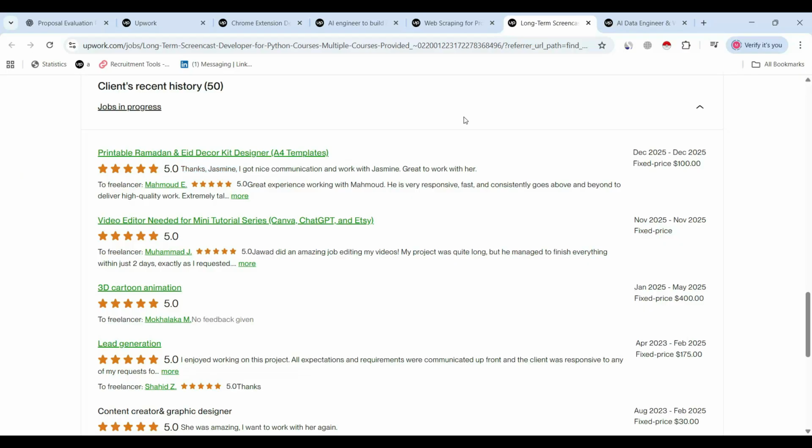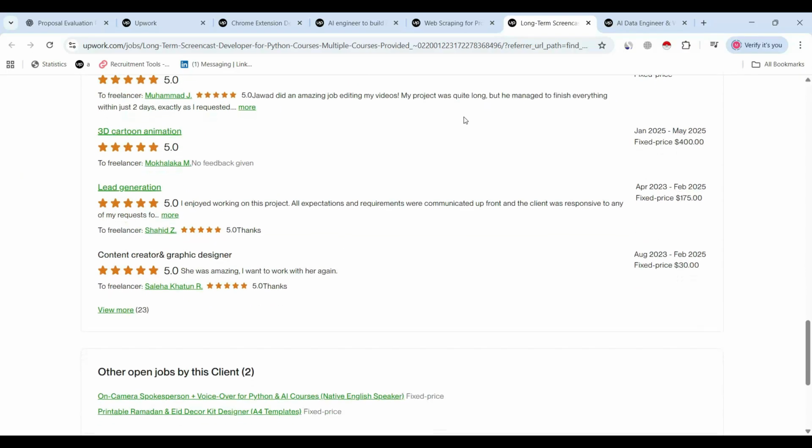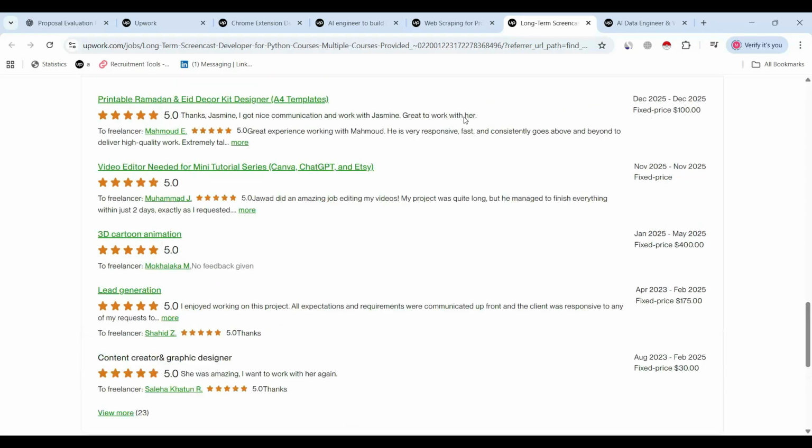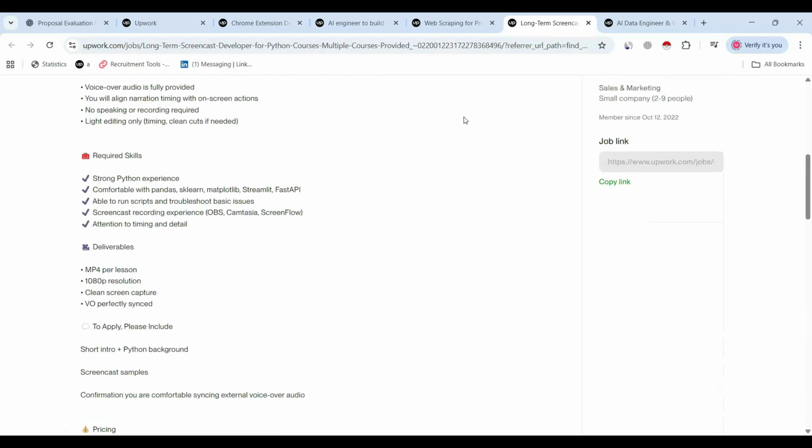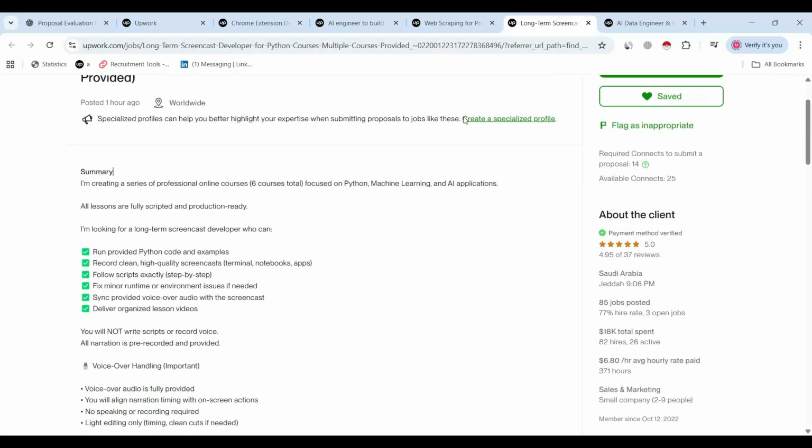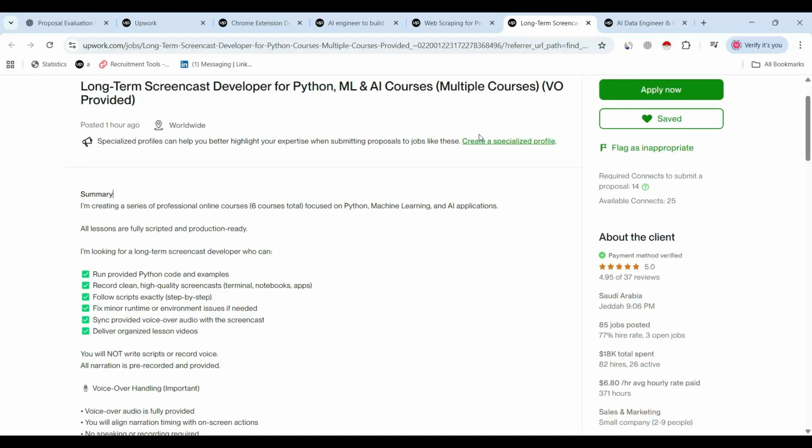So based on this analysis, with high hire rate, strong job history, clear goals and deliverables, active client, and positive reviews and feedback, this is an excellent opportunity and exactly the type of job a smart freelancer should apply for. These are clients you want to prioritize: clear, active, and serious about hiring.